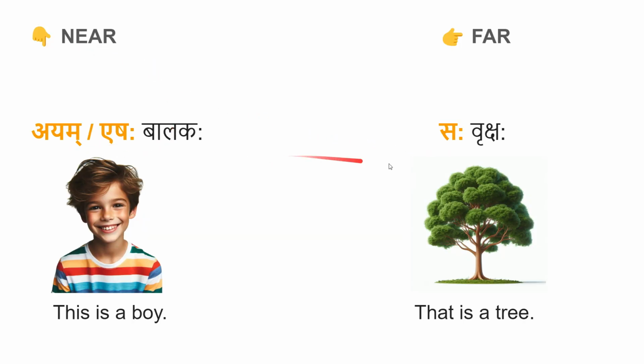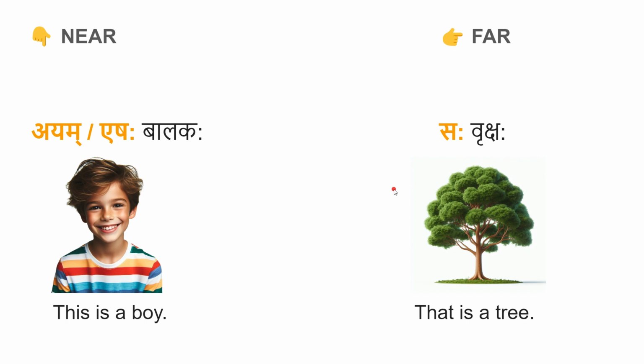Look at these two pictures. Now this boy is close to me, nearby. So I can say Ayam balakaha, or I can say eshaha balakaha. Okay, this tree is a little bit away from me, it's a little bit far from me, so I can say saha vrikshaha, saha vrikshaha.